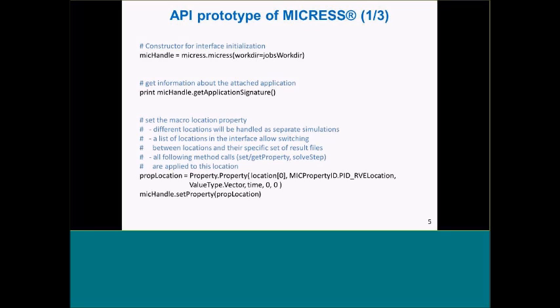The usage of the interface is quite straightforward here. The constructor and getting some information with the signature of the application are quite easy to understand. The special trick I want to explain here is setting the property, which modifies the state of the application interface. Here the macro location is just for running several distinct Micros simulations. This property has no meaning for the Micros input, but is only used to switch from one simulation to another.